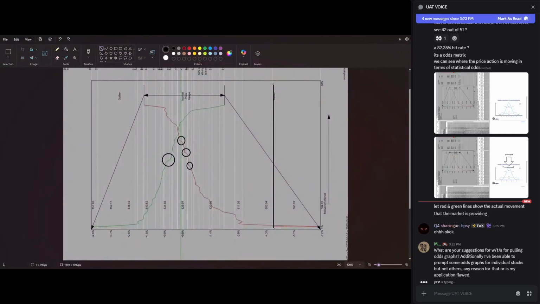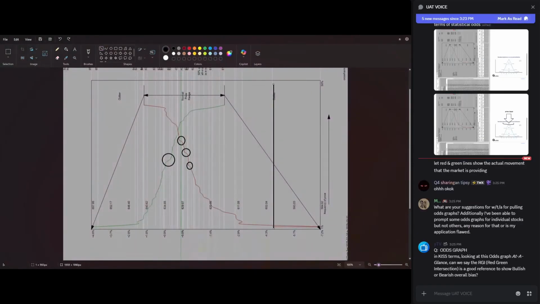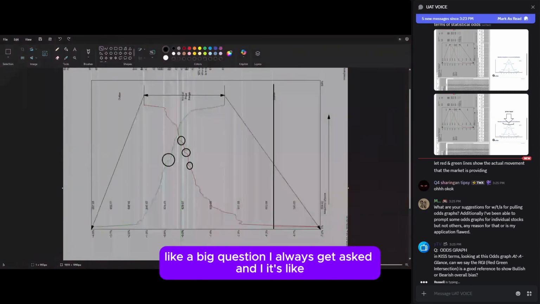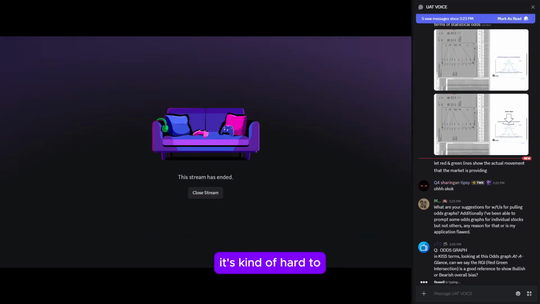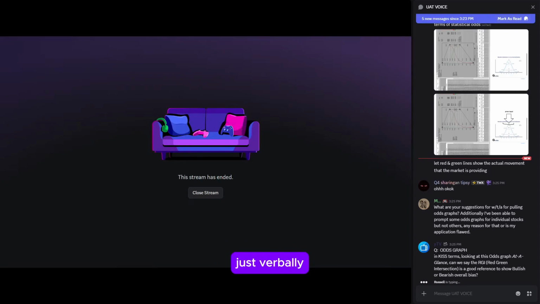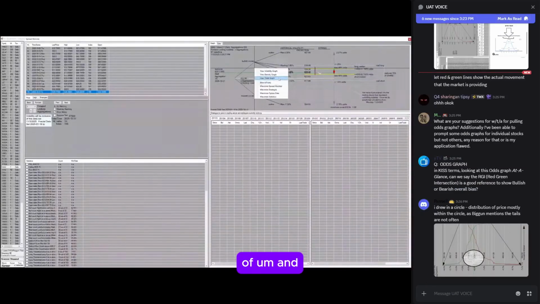Let's see if I'm missing any questions. Okay, what are your suggestions for wave time? Okay, pulling up the odds graphs. Mainly, here's what I do. I'm actually going to do this from scratch, because this is a big question I always get asked, and it's hard to see unless you're actually watching someone do it. It doesn't make a lot of sense just verbally, so we'll go into this. This is actually a perfect example. Let me restream my screen.